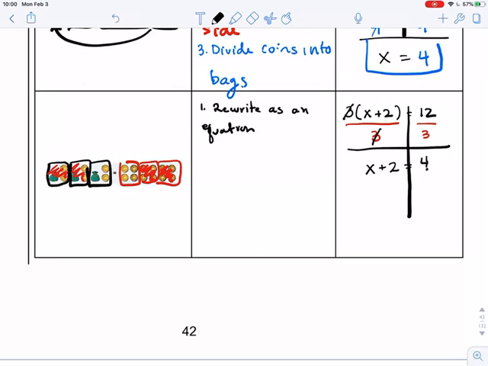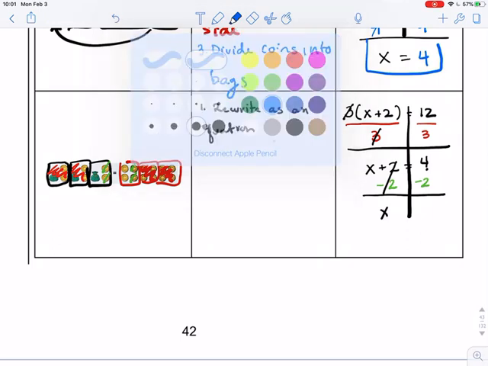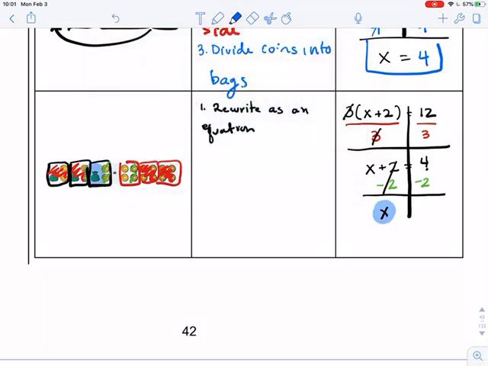on the right. Okay. Now we can start crossing out coins. 1, 2, 1, 2. Take away 2 coins here. I took away 2 coins there. Again, I can't take away coins that don't exist. Those disappear. 1 bag. Okay, that's this part right here. So my 1 bag is equal to 2 coins.